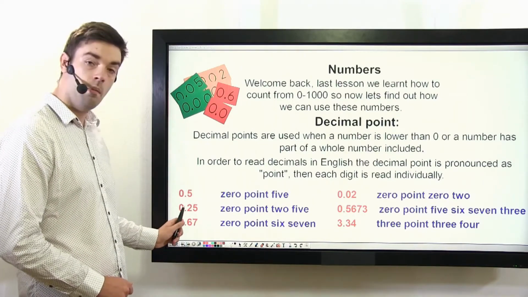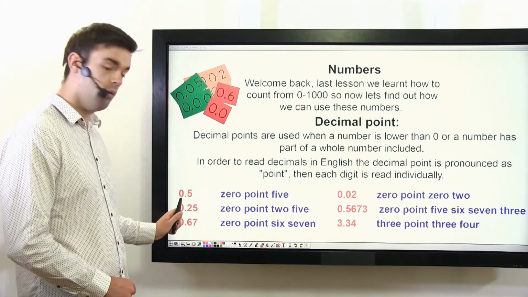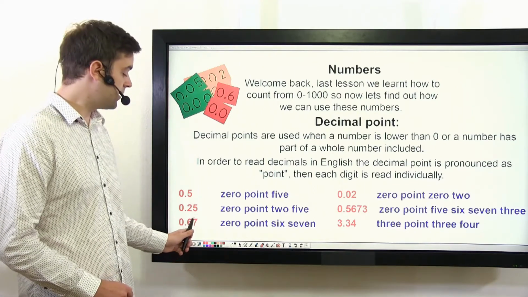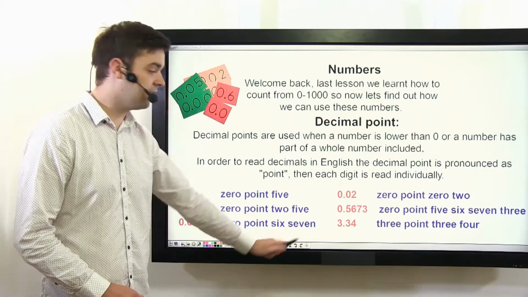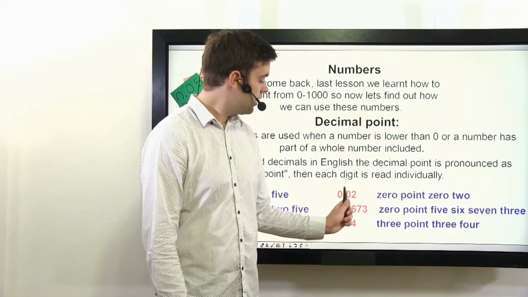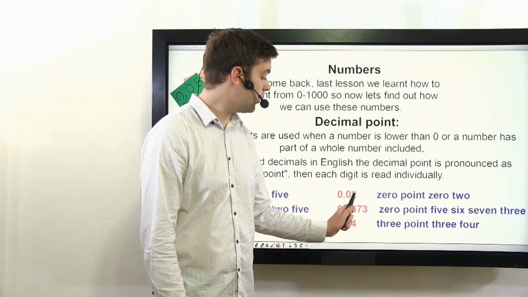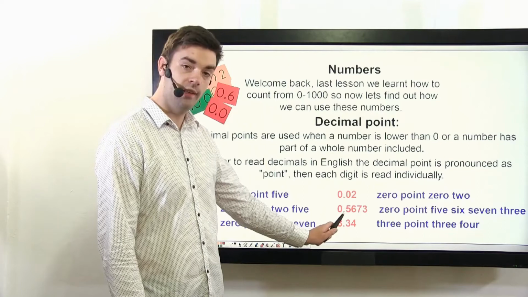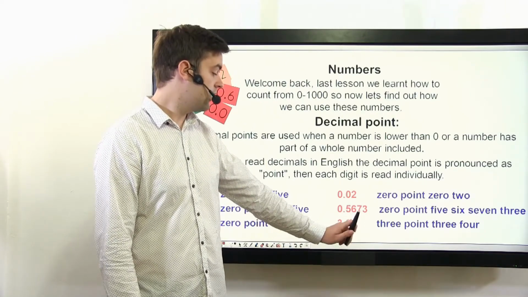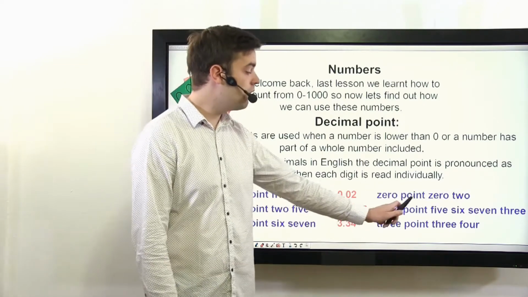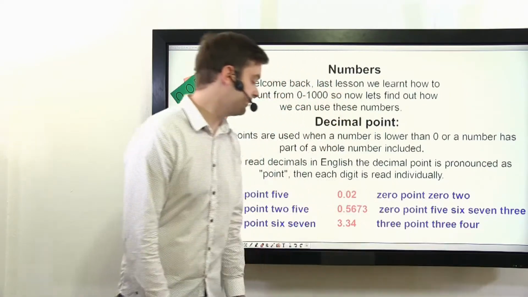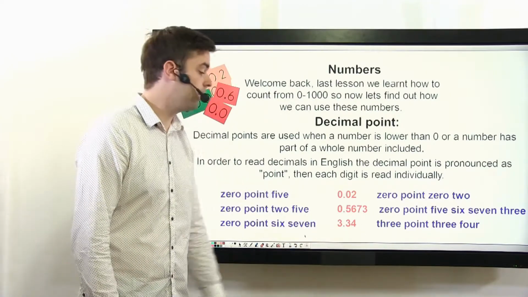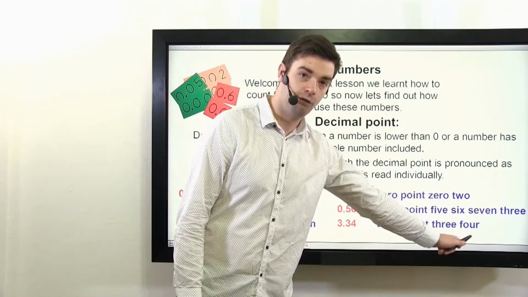Here we have 0.25. Here we have 0.67. Over here we have 0.02. Here we have 0.5673. Here we have 3.34.